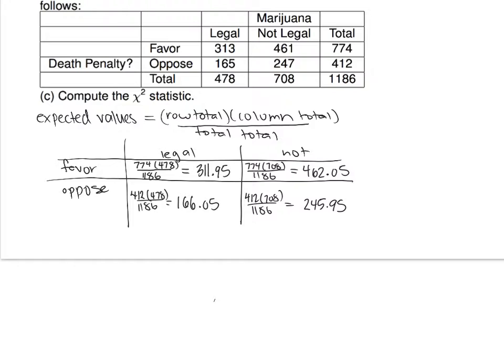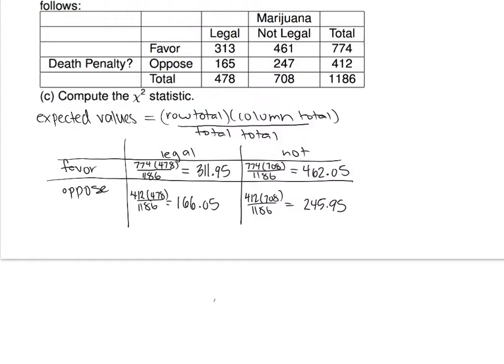So these are the values that you would expect to see if H naught was true. And one way to conclude that H naught is false is if they're far away from your table of values. Are these very far away from the actual values that you have? Is 311.95 very far from 313? Yeah, and is 462.05 very far from 461? That suggests that probably nothing is actually happening here, okay?